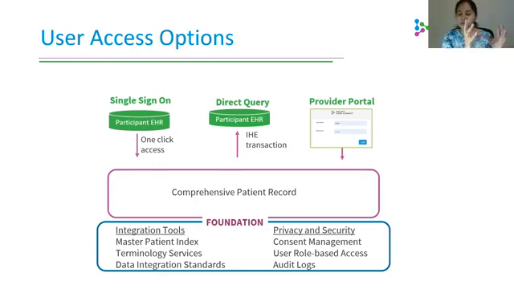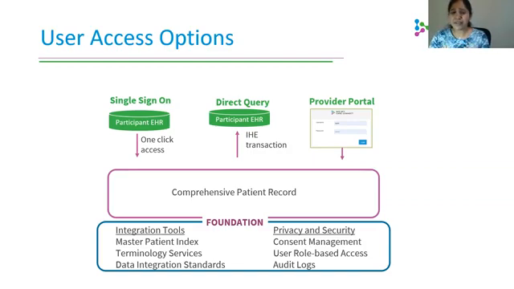Basically, when you implement the single sign-on technology, with one click, you can go from your system to the provider portal. So basically, a window would open up, and you can query and use the information in the provider portal. The third method is the direct query, which is, again, the XDS.b query or the XCA query.